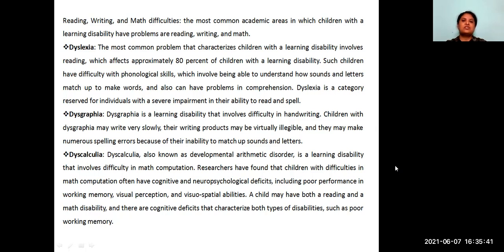And when we talk about dyspraxia, that means the child has some muscular problems, problems related to the muscles, wherein it is very stiff. They find it difficult to walk around. A few children who have learning disability may have dyspraxia also.